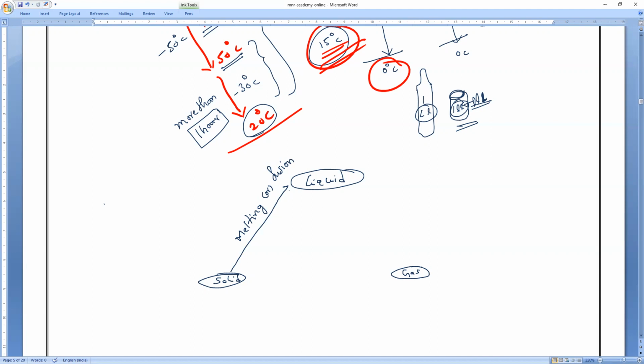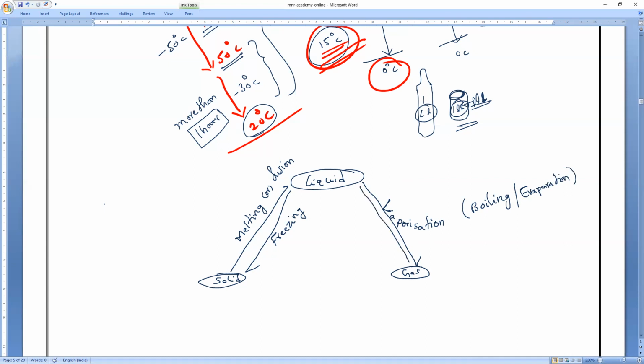Next, liquid to solid. Can you tell me what the process is? Freezing. Easy. Next, liquid to gas. What is it called? Evaporation. Evaporation is a natural process. What is the process name, Mari? Vaporization, or we can say boiling if it is manual. If it is natural, what is it called? Natural means evaporation.